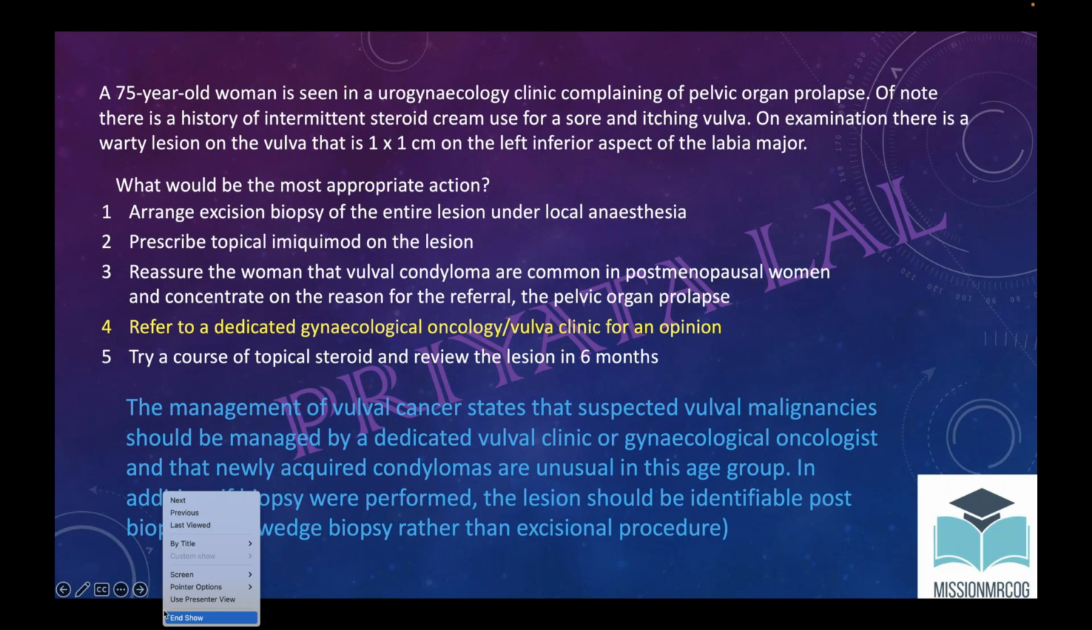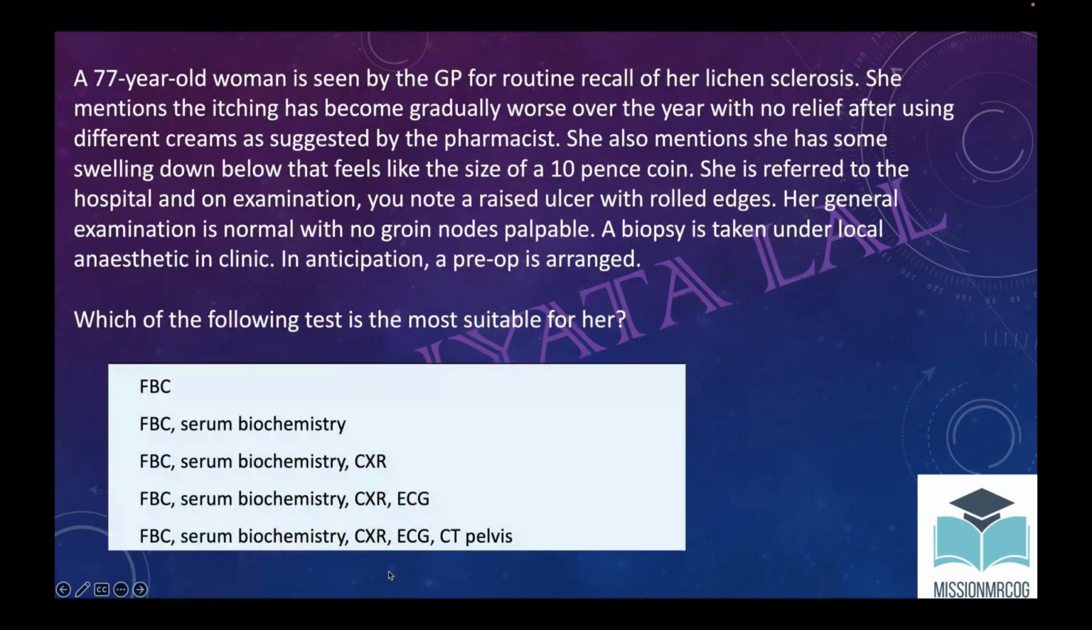Now, a 77-year-old woman seen by the GP for a routine call. She mentions that itching has been worse over a year. She has applied different creams given by the pharmacist. She also mentions swelling like a 10 pence coin. She is referred to hospital, and on examination there is a raised ulcer with rolled edges. So this is cancer, okay? General examination, no notes. Biopsy is already taken. So what will be the answer for pre-op investigations?